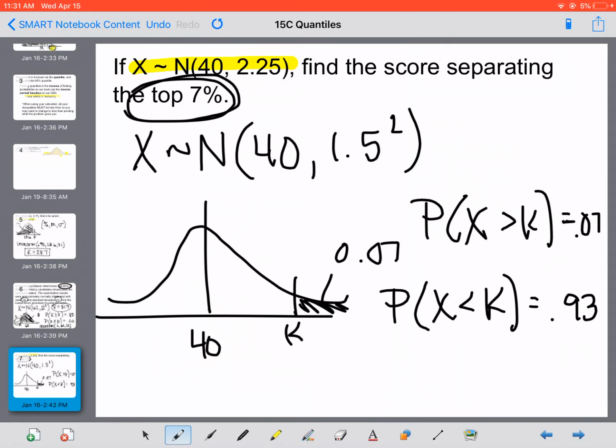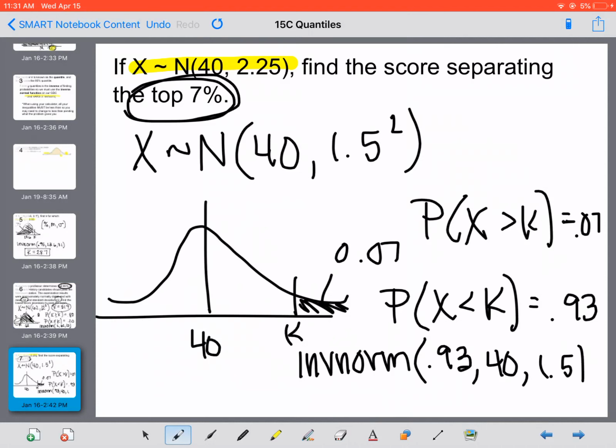And so now because we have the percentage, we have to do our inverse norm. So you're going to go second, then number 3 to get your inverse norm. And then we have our percentage of 0.93, our mean of 40, and our standard deviation of 1.5. Remember, we had to make that conversion here. That's very, very important there. You will have the wrong answer if you don't make that conversion. So K is roughly 42.2.